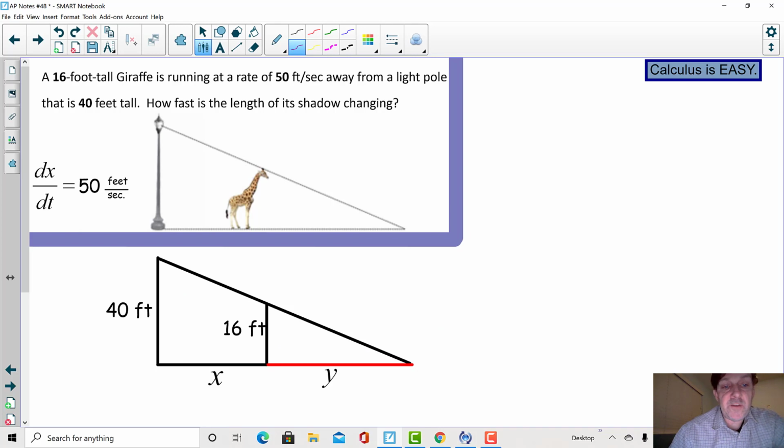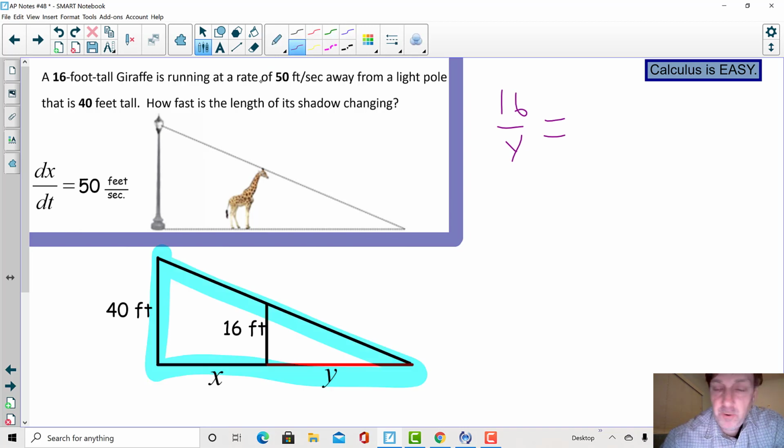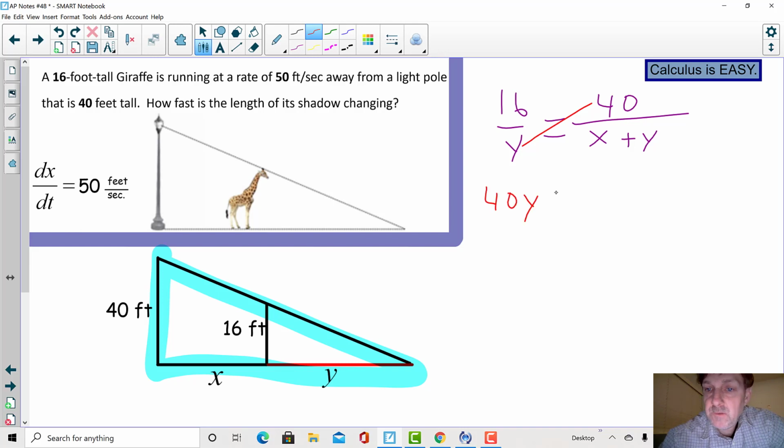So because these triangles are similar, we know that the ratio of their sides is going to be equal. So we can use this little triangle here, and we can say that 16 over y is equal to, and then we'll use the big triangle, and we'll say 40 over x plus y. If you remember from geometry, if you have a fraction that's equal to a fraction, one of the ways you can solve it is by what we call cross multiplying. y times 40 is equal to 16 times x plus y.